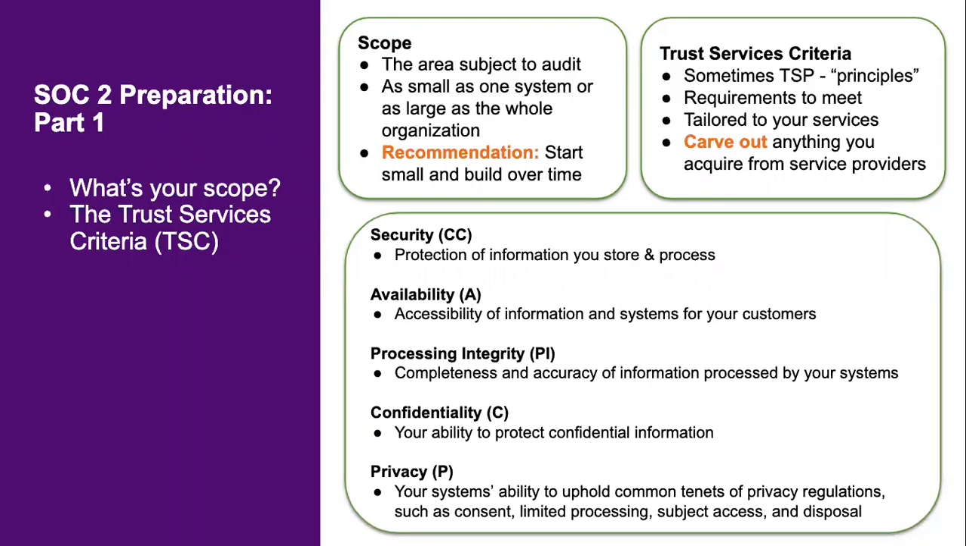Availability, abbreviated as A. This is the accessibility of information and systems for your customers. This is basically where you talk about things like uptime. How much uptime do you provide your customers? 3 nines, 5 nines, etc.